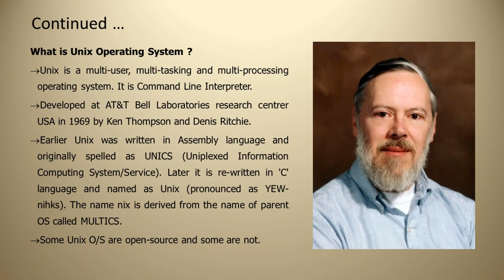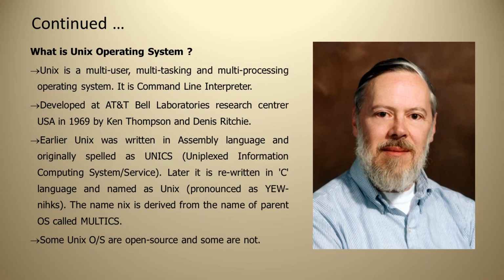Okay, so this Unix operating system is multi-user. Multiple users can log in at a time. So if multiple users are logged in, then multiple tasks they can do in parallel. If they are doing multiple tasks, then multiple processes will be generated. One process for one task. If we are doing 100 tasks, then 100 processes will be generated. So this is multi-processing. It was developed at the AT&T Bell Laboratories Research Center, USA.